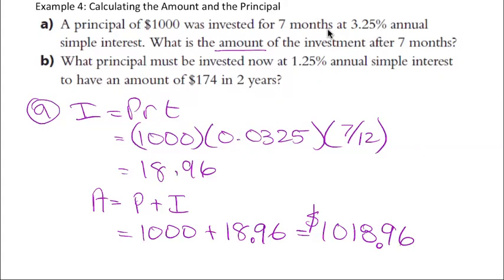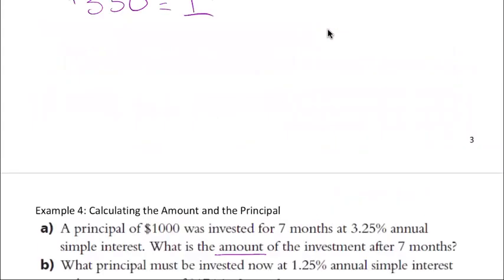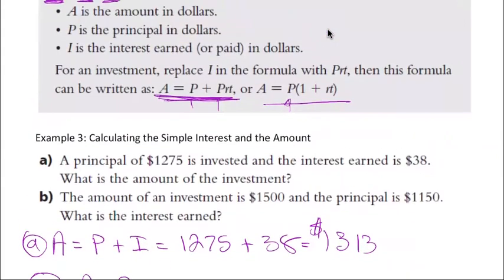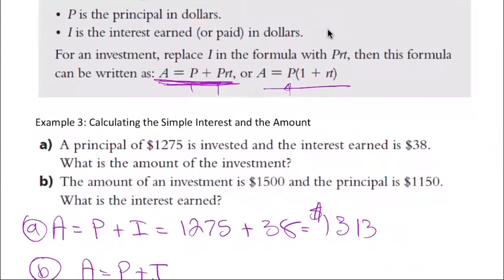Question B, what principal must be invested now at 1.25% annual simple interest to have an amount of $174 in 2 years? $174. What principal must be invested? So you could calculate the interest and then work your way backwards, or maybe you might want to use one of these other formulas. Well, what do we know? We know the amount, we know the interest rate, and we know the time. We're looking for the principal. I should be able to use this formula.